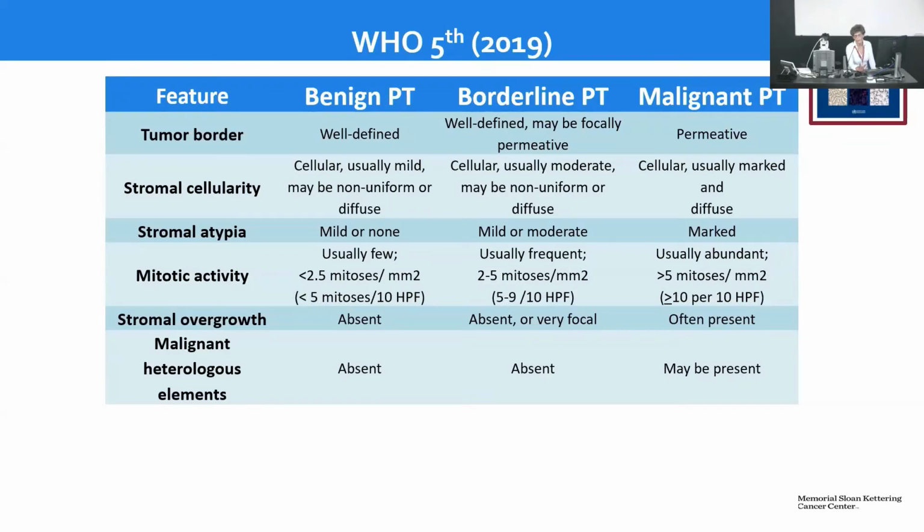Now, how do we classify Phyllodes tumors? Well, we classify them based on different morphologic features. These include the tumor border, stromal cellularity, stromal atypia, mitotic activity, stromal overgrowth, and then the presence of malignant heterologous elements. So we'll go through all these one by one.